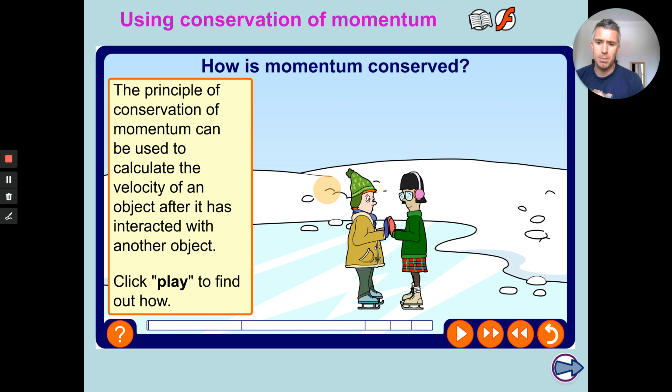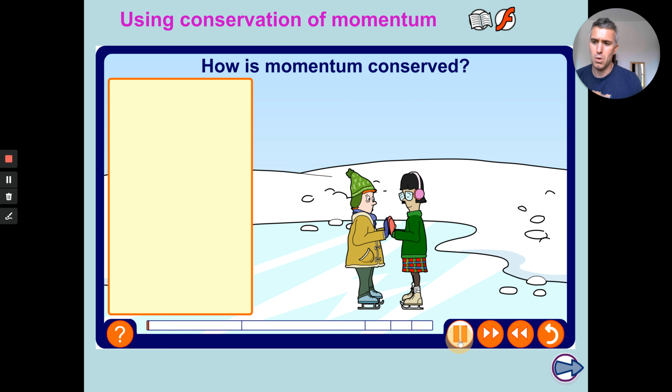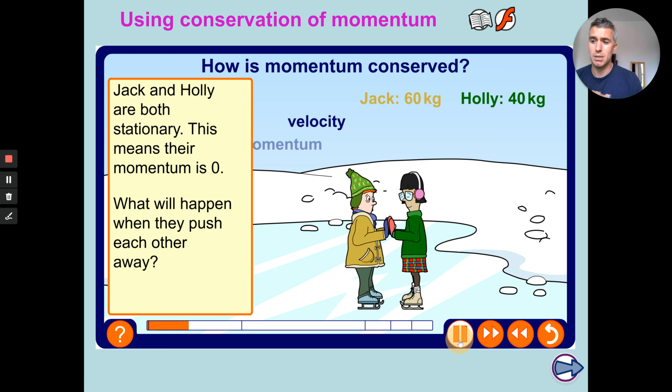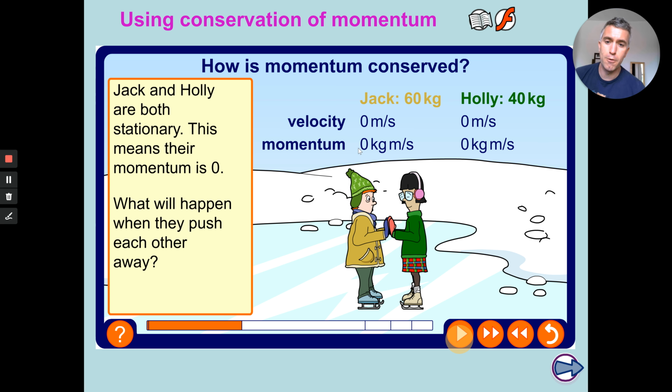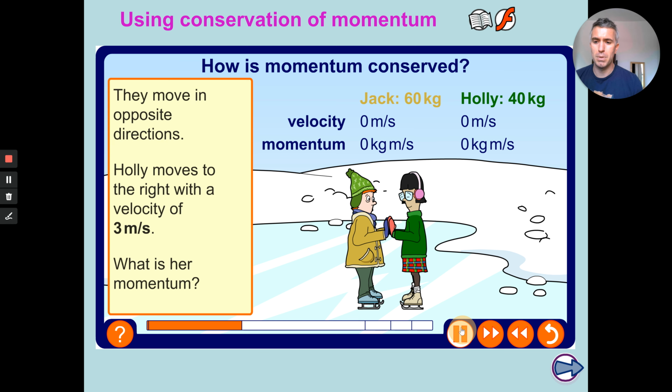Handy, there's a little animation. So here they are. They're very much standing on ice, in love, practicing their dance routine. One of them pushes. Jack and Holly. Initially, no movement. Jack, heavier of the two, 60 kilos, has a velocity of 0 meters per second, and so therefore a momentum of 0 kilogram meters per second. Holly, 40 kilos, also a velocity of 0 meters per second. Her momentum is also 0 kilogram meters per second. But then they push.